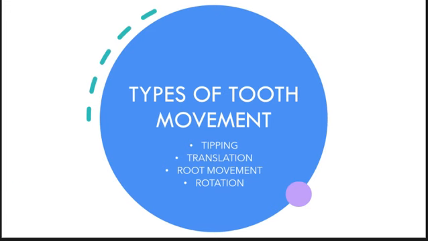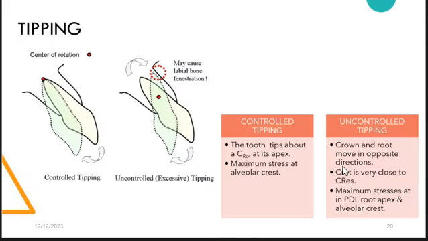So now coming on to types of tooth movement. First, tipping. For any tooth movement, identifying the CRes is a very important step. So what is uncontrolled tipping, or excessive tipping? It is movement of the tooth about a center of rotation very close to the CRes. So the crown goes in one direction whereas the root goes in the opposite direction. It could occur in any view.